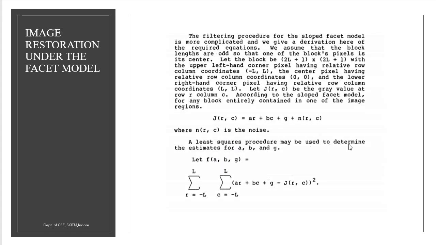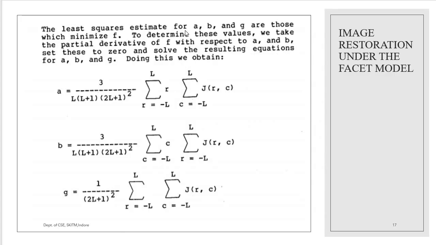A least square procedure may be used to determine the estimate for a, b and g. Like we considered a point f of a comma b comma g, which is given by this equation. The least square estimates for a, b and g are those which minimize the f. To determine this value, we take the partial derivative of f with respect to a, b and g, set this to 0 and solve the resulting equations for a, b and g.